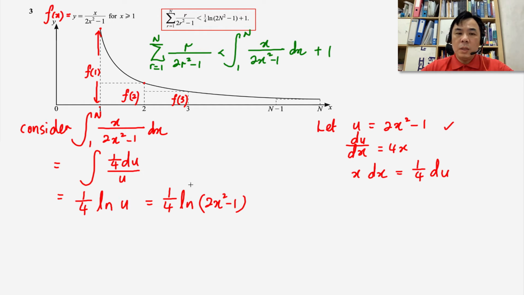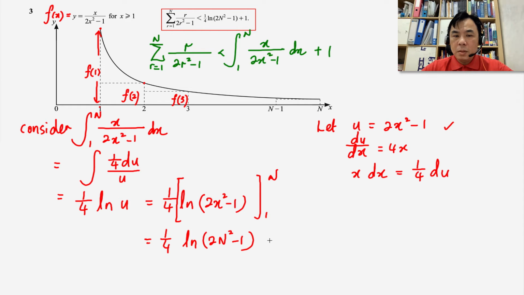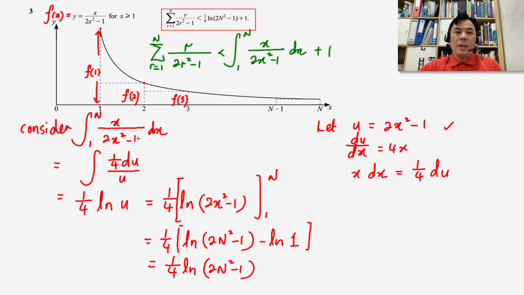Now, once you have done this, because there's a boundary from 1 to n, it's always best to put back the boundary from 1 until n here. And then we're going to do that by substituting the n first. We have ln(2n squared minus 1) minus ln 1 inside. So this is 2 minus 1, which is a 1. And then at the end of the day, we have a quarter of ln(2n squared minus 1). Okay, and then that is the integration that we are looking at here.